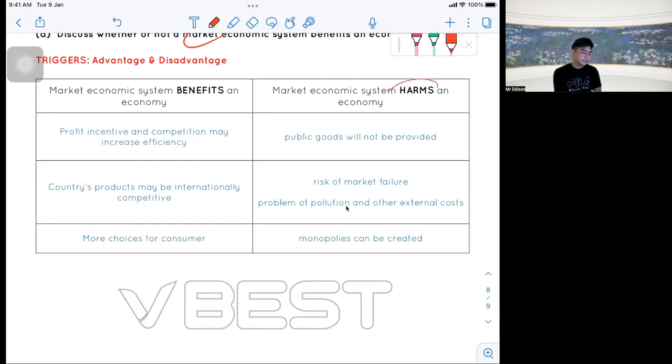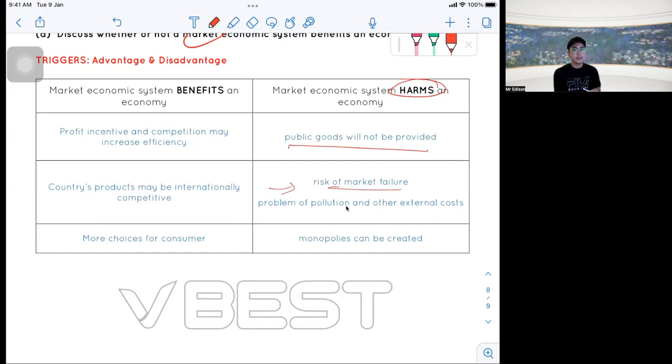And then let's look at the harms. It's not good, bad lah. Public goods will not be provided. There's no government, so there's no provision of public goods, such as what? Street light, signboard, highway, public toilet. Will you build it? Will you build street lights for people? No, right? Even though you say yes, will you spend money to build the signboard for people? No, right?